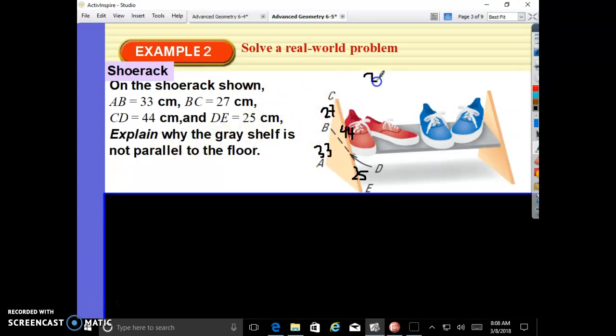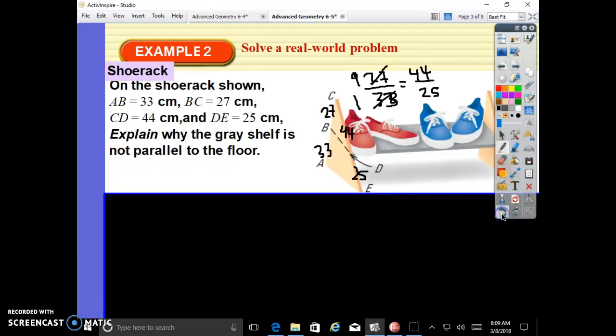So 27 over 33, if it's parallel, 27 over 33 needs to have the same ratio as 44 over 25. So you could reduce these and compare their ratios. That's one method. Or you can do the cross products and see if their cross products are equal. If their cross products are not equal, then they are not parallel. They are not similar. So if we went with the method of reducing, 3 goes in here 9 times, 3 goes in here 11 times, 9 elevenths. 44 and 25, does anything evenly go into both? No. So they're not going to reduce to the same ratios.